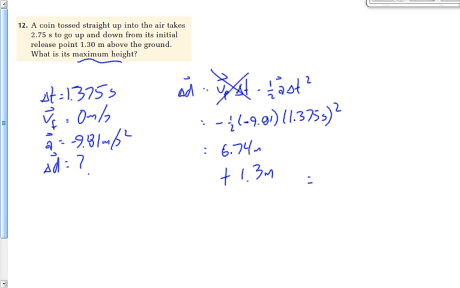So let's say they gave me 8.04. Oh, is that wrong? 9.27 meters. Okay, so we add that to 1.3, gives us 10.57, which should be rounded to 3 digits, 10.6 meters. 9.27 meters above where it was released, 10.6 meters above the ground. Good?